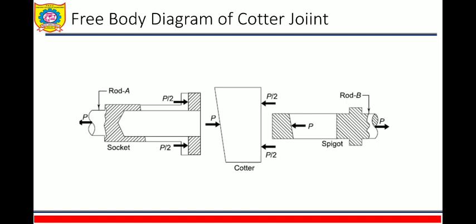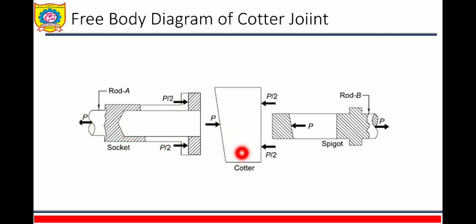So first of all we will only consider the socket here. In the socket we know that P and P by 2 and P by 2. So P is acting towards left side and P by 2 plus P by 2 is acting towards right side. So this part will be in equilibrium. So minus P and plus P will be in equilibrium.